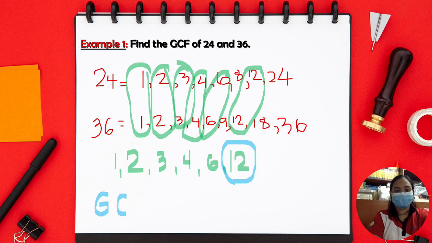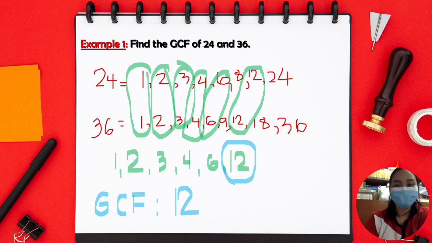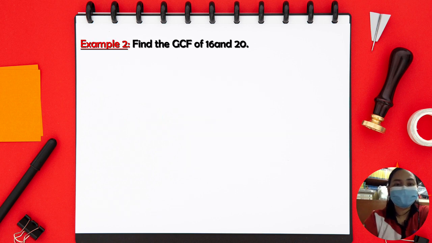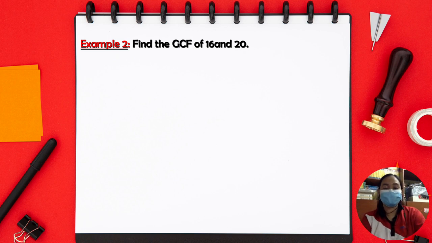So, let's write here, the GCF of 24 and 36 is 12. So, that's how to do the backward method. Okay? I hope nasundan nyo yun. Next, let's have more examples para mas makasunod kayo at makabisado din siya.